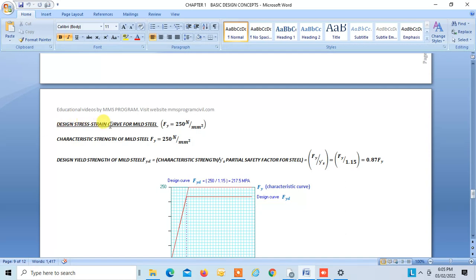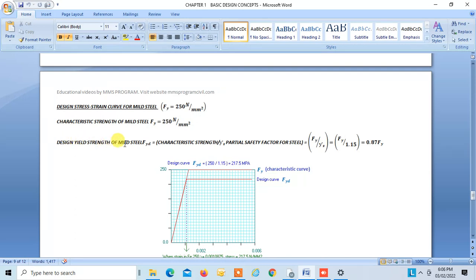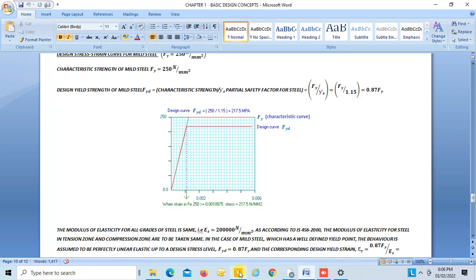Design stress strain curve for mild steel, Fe 250. The characteristic strength is 250 Newton per mm square. Design yield strength of mild steel fyd is characteristic strength divided by partial factor of safety, that is 1.15 for steel, that is equal to 0.87 fy, right? Fine. This is the graph. This is the characteristic curve for mild steel, and this is the design curve fyd for the mild steel.